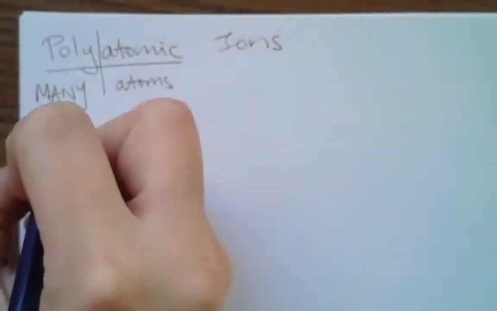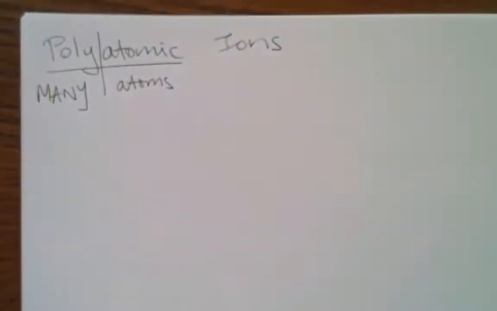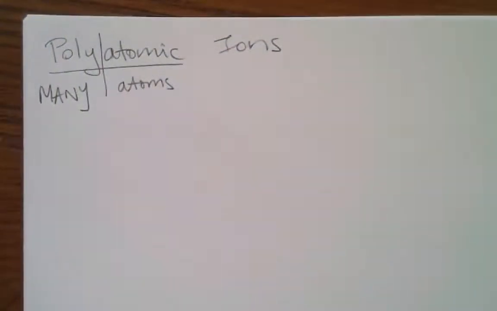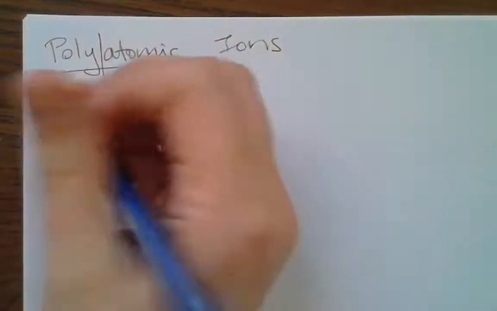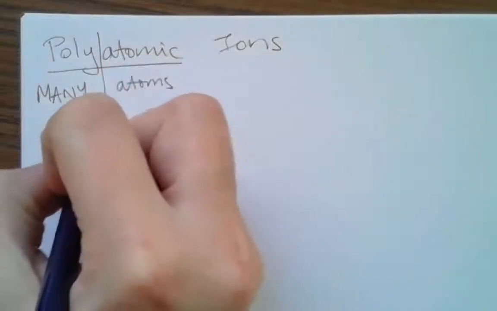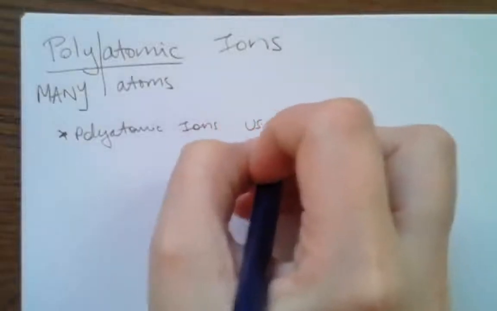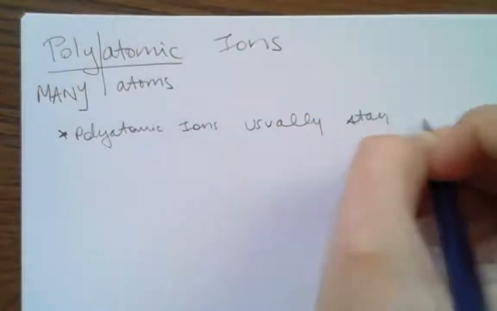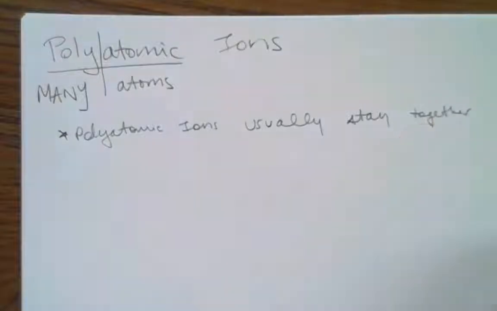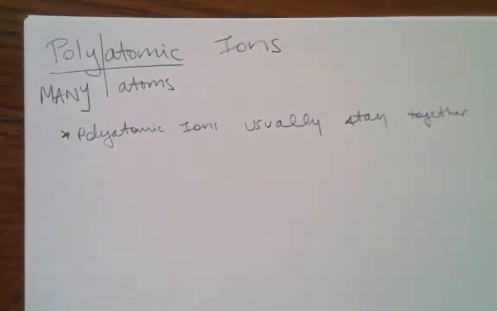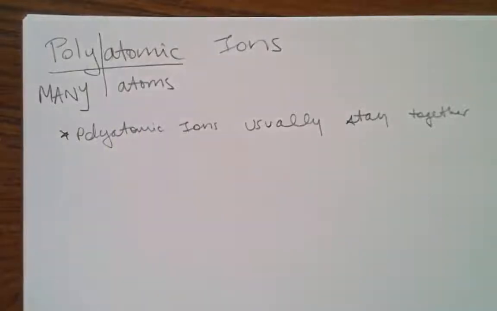Polyatomic ions rarely break apart. You can break a polyatomic ion, but you probably have to cook it pretty hard. They're likely to stay together. So polyatomic ions usually stay together. Not always. We'll do reactions soon. You'll totally see reactions where you break apart your polyatomic. But typically they're going to run around in a little group.